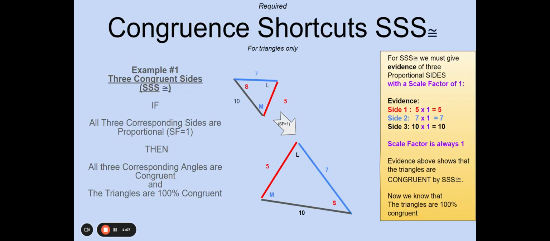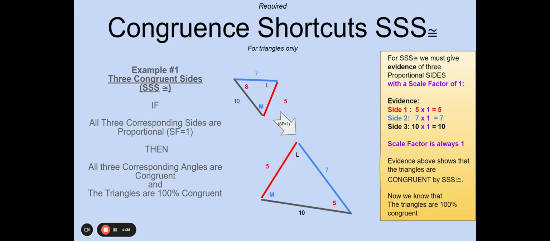Right. So once again, required topic is the 3 sides. The basics is 3 sides, 3 angles. Okay, so if all 3 sides are proportional with a scale factor of 1, then the 3 corresponding angles are going to be congruent, and that means overall the 2 triangles are also 100% congruent. Okay, to show this, we must give evidence of the 3 sides that are proportional and prove that they have a scale factor of 1.